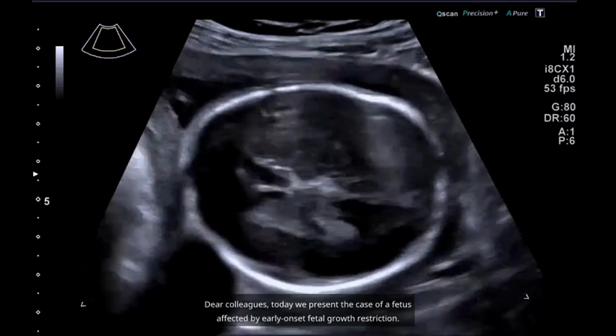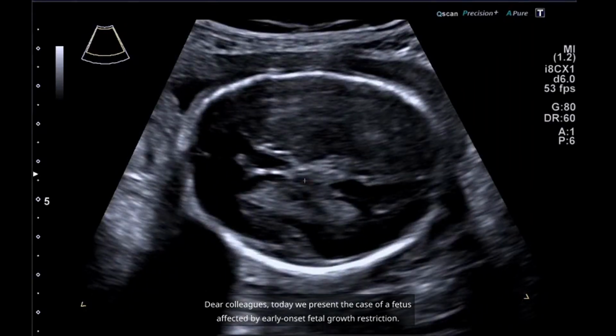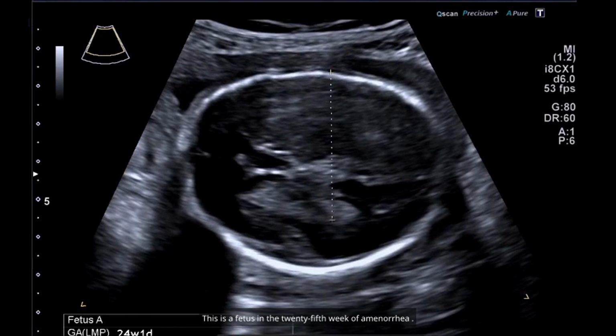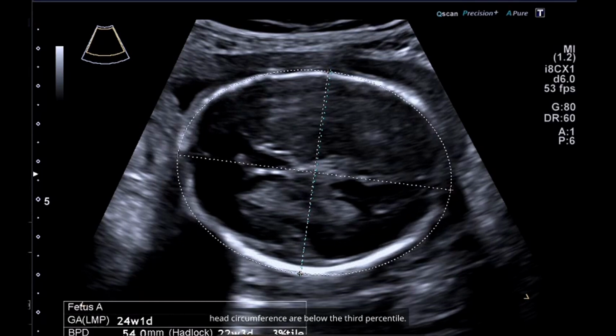Dear colleagues, today we present the case of a fetus affected by early onset fetal growth restriction. This is a fetus in the 25th week of amenorrhea. We proceed to take measurements of the cephalic end and observe that both the biparietal diameter and the head circumference are below the 3rd percentile.